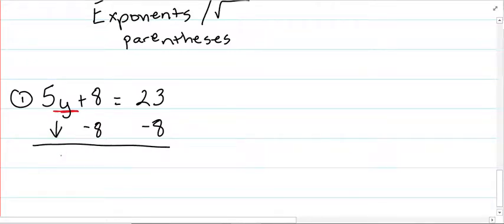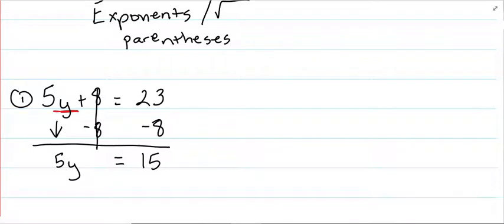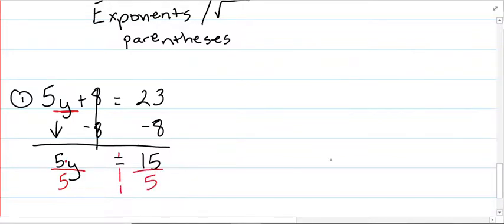And I'm going to bring down 5y. 8 minus 8 is 0. I don't have to write 5y plus 0. I can bring down the equal sign. 23 minus 8 is 15. And now I have 5y equals 15. This looks just like one of the one-step equations we just did. 5y means the same thing as 5 times y. So to undo multiplication, I divide. Divide by 5 on the left side of the equal sign and divide by 5 on the right side of the equal sign.